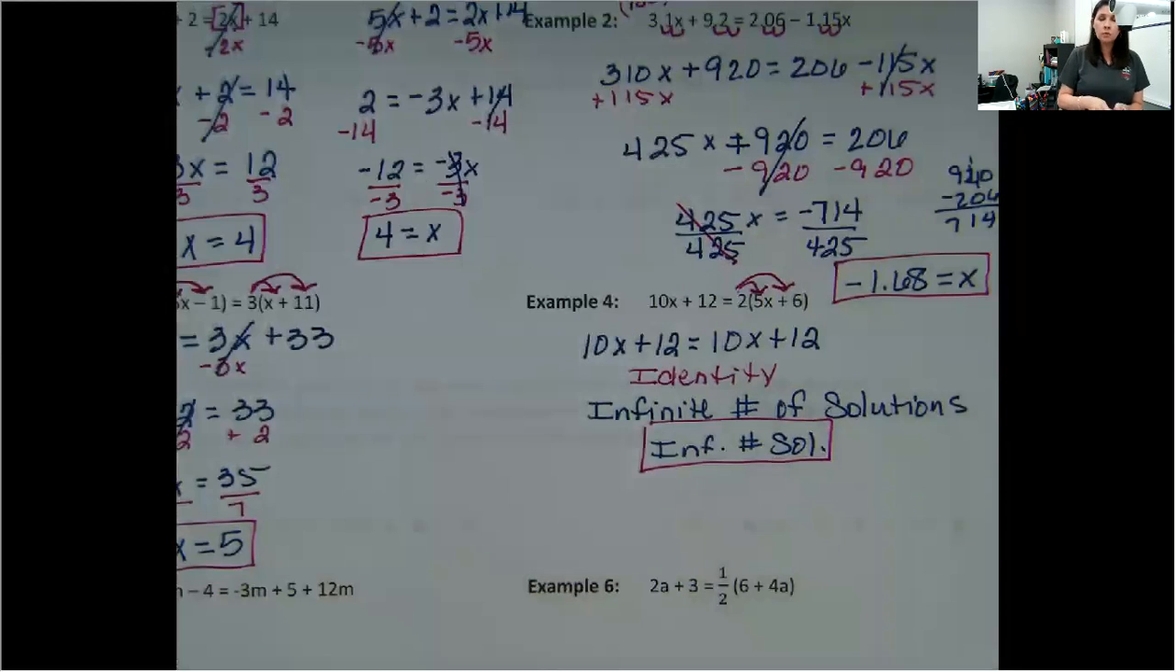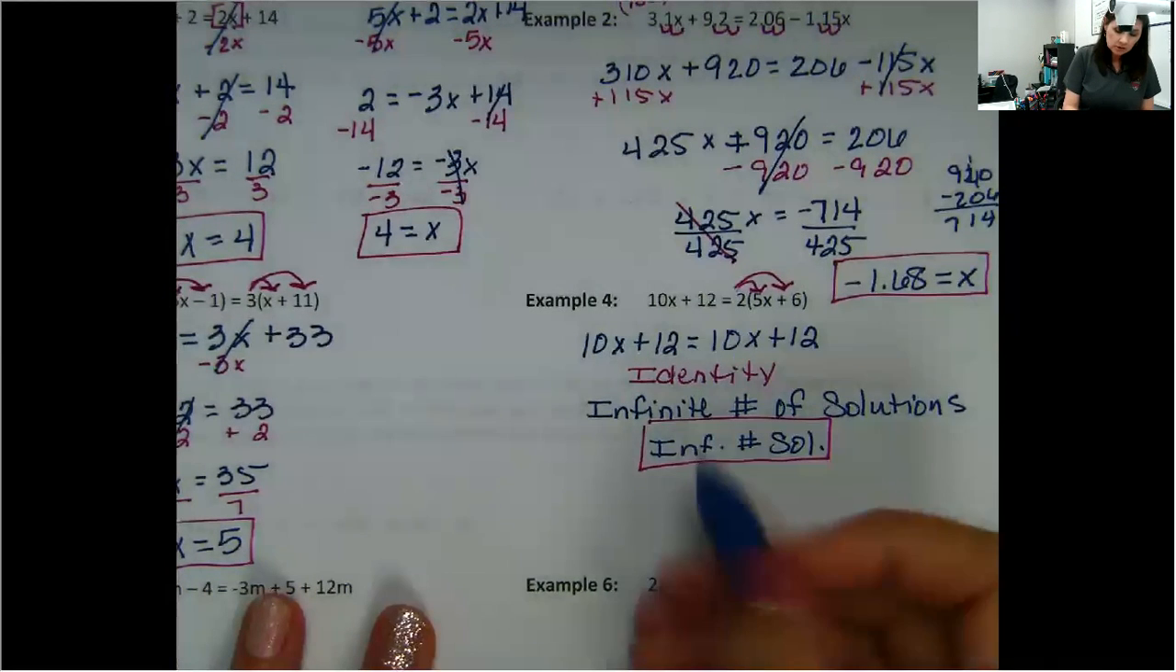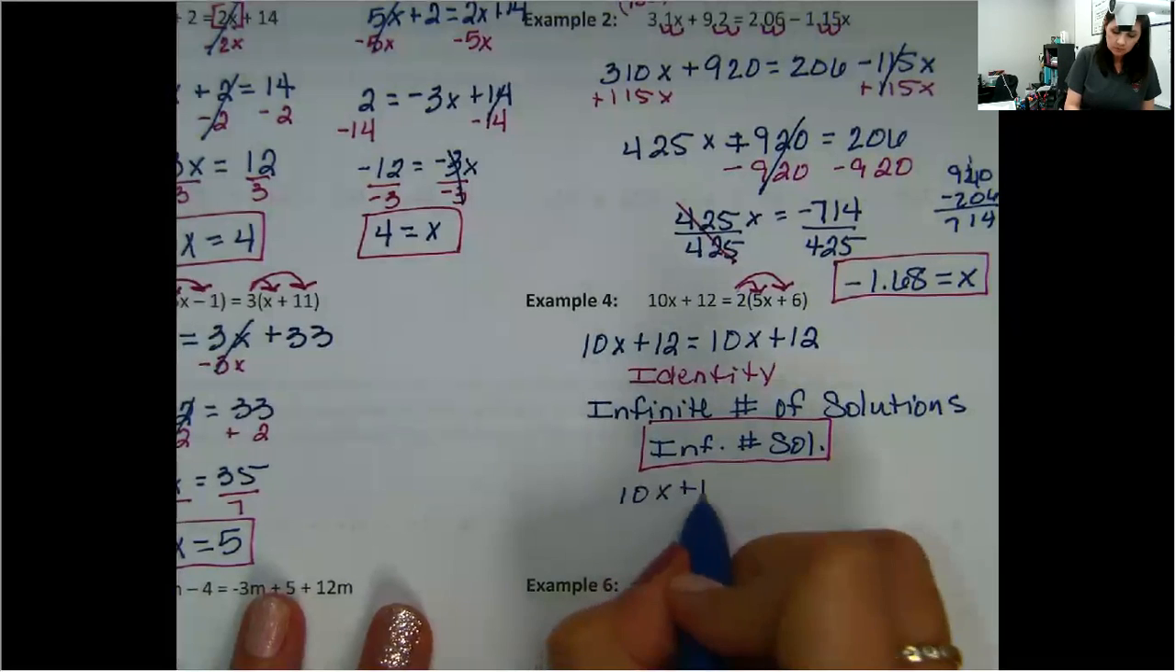Now, let me show you what happens though if you try to solve this, because some of you aren't going to catch that it's an identity, and you're going to continue to solve, which is perfectly fine. So 10x plus 12.